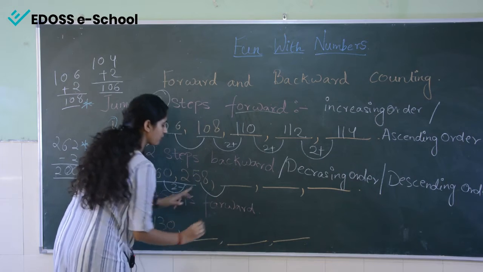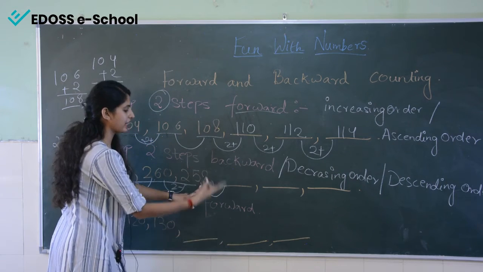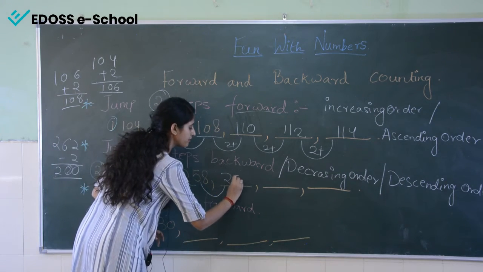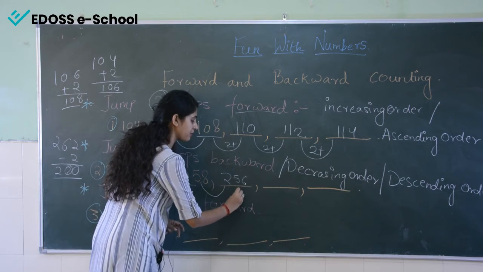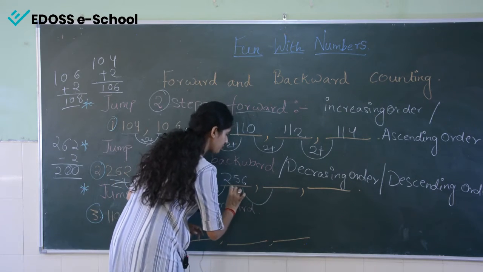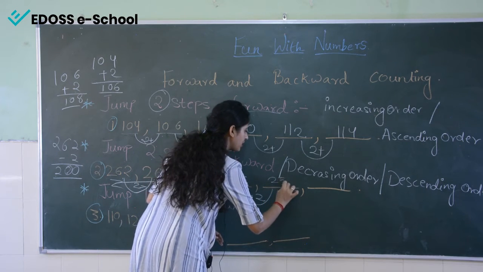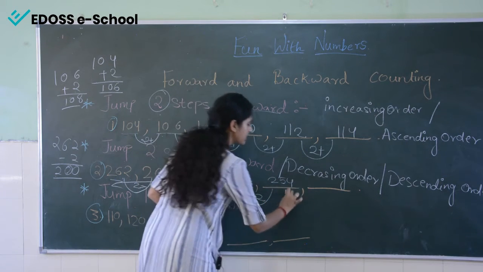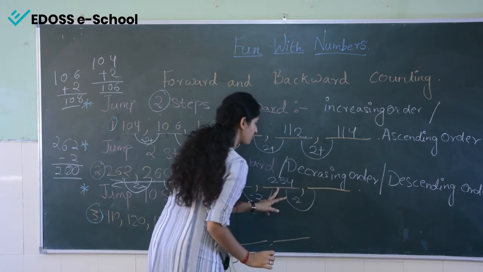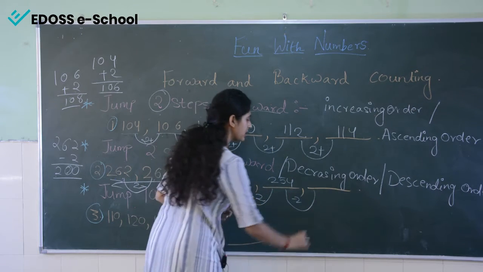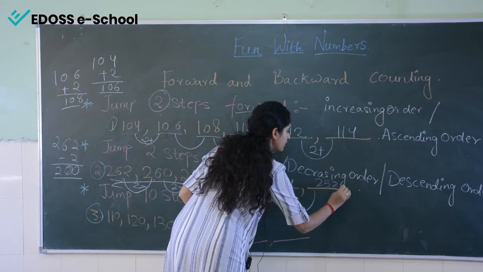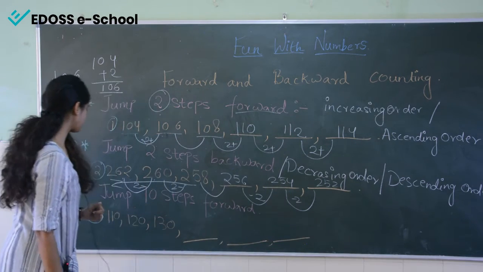Now subtract 2 from this number. 258 minus 2 is 256. Then again subtract 2 from this number. 256 minus 2 is equal to 254. Then subtract 2 from this number. 254 minus 2 is 252.